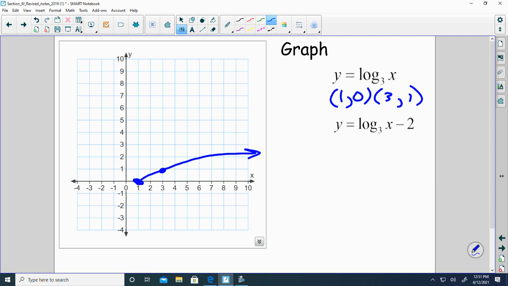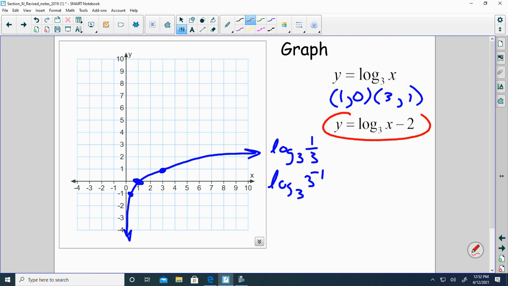Okay, now, question for you. What would happen if I plugged in log base 3 of 1/3? What do you think? Is this the same thing as log base 3 of 3 to the negative 1? So 1/3 comma negative 1 is like here. So it's going to keep going. And the vertical asymptote is the y-axis.